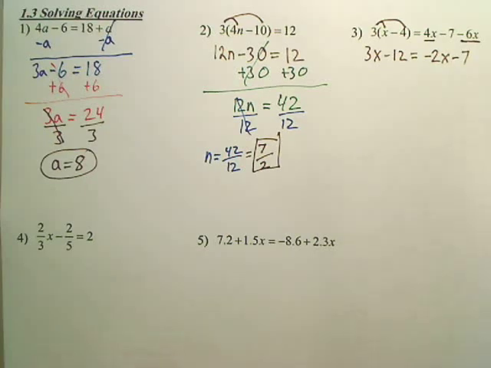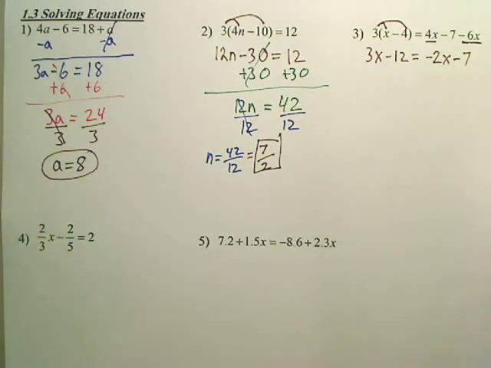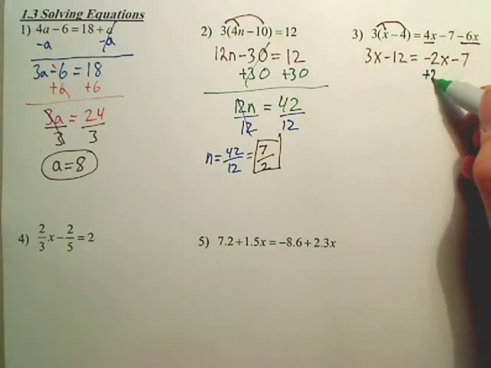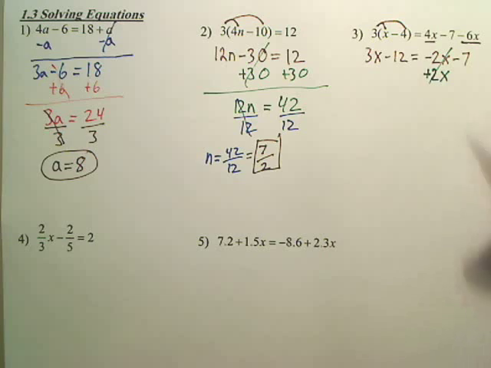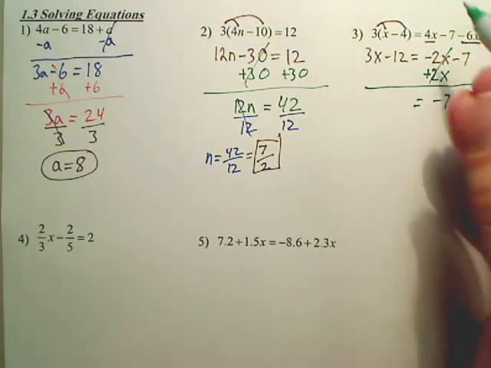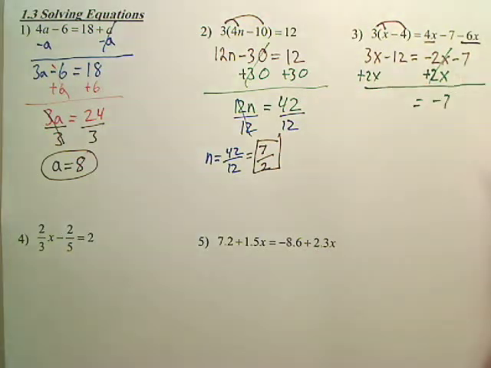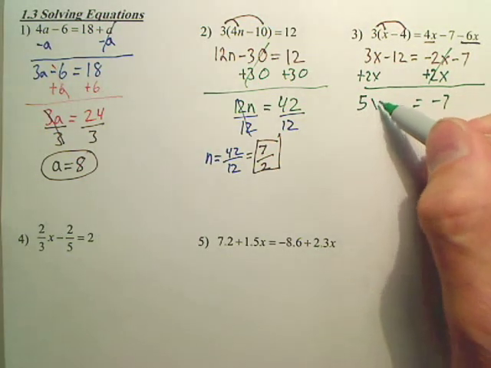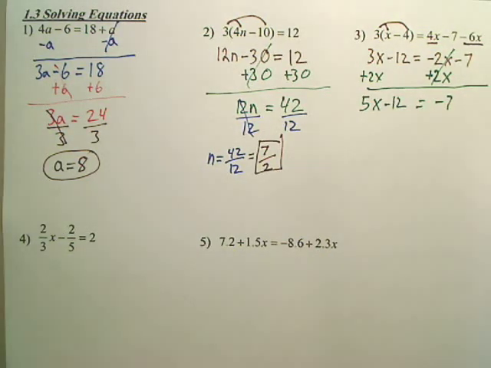Then, to solve this, it looks a lot like number 1 here. I like to move it this way. So that's a minus 2x, so I add 2x. Add 2x over here. So we have 5x minus 12 equals negative 7.